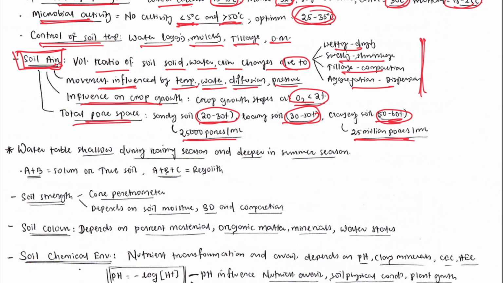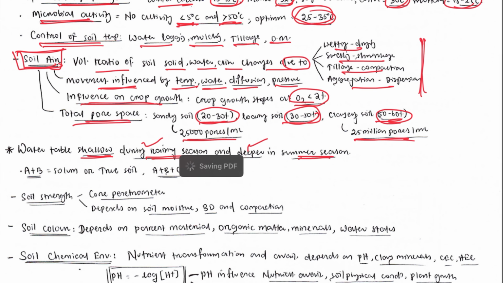Next, the water table is shallow during the rainy season, because in the rainy season the water table is nearer to the ground. And the water table is deeper in the summer season.